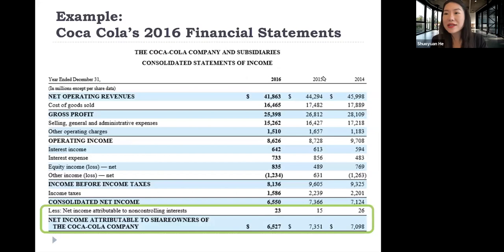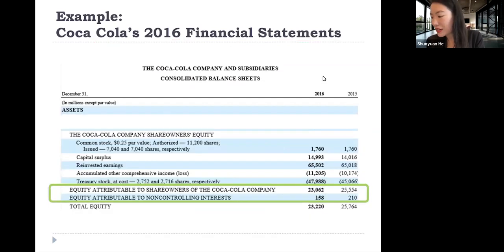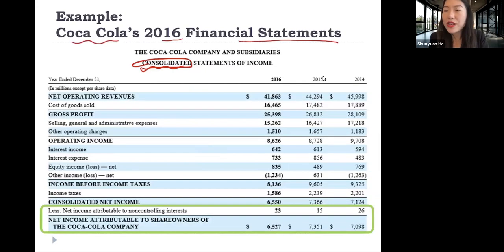So let's look at an example here. This is Coca-Cola's 2016 financial statement, and as you can see here, it would be the same if you look at any of the big public firms' financial statements. You are going to see it called consolidated statement of income and consolidated balance sheet, because under almost all of these situations, the firm is going to have one or more subsidiaries. So let's look at this consolidated statement of income.